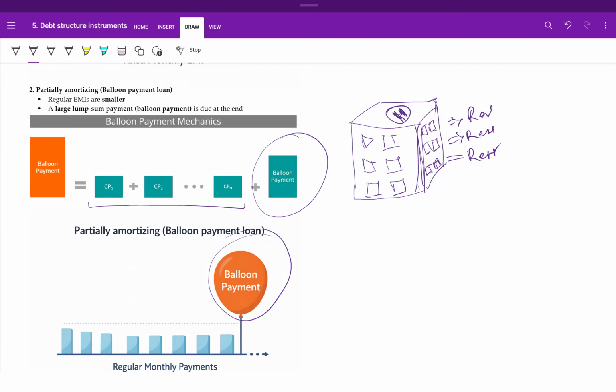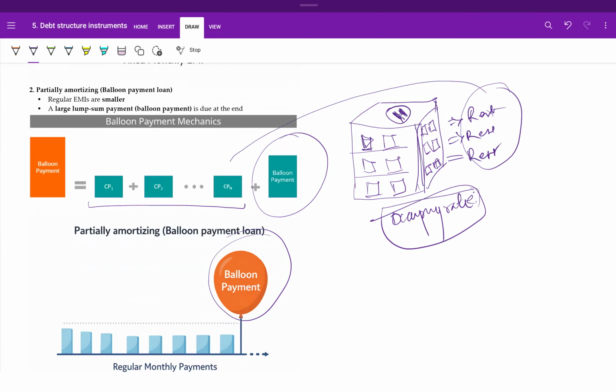But you need to look at the occupancy rate, whether or not you are able to get tenants. Occupancy rate means how many tenants you have at a certain point of time. If you are able to generate rent, you would be able to pay off your loan as quickly as possible.